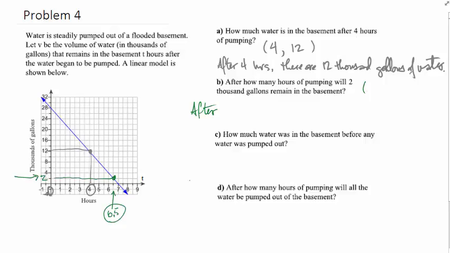So let's identify the point that we're talking about here. Remember that the thing that we found is the hours, and then the second variable is the gallons remaining, thousands of gallons. So here's a point that we're looking for. We're looking for a point where the y value is equal to 2, and we found that the x value is 6.5. So after 6.5 hours, there's 2,000 gallons remaining.